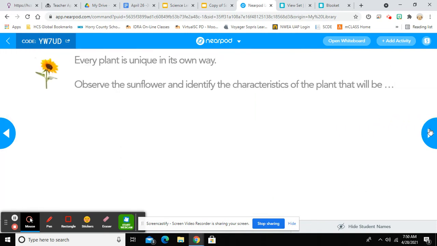So every plant is unique in its own way. Observe the sunflower and identify the characteristics of the plant that will be.